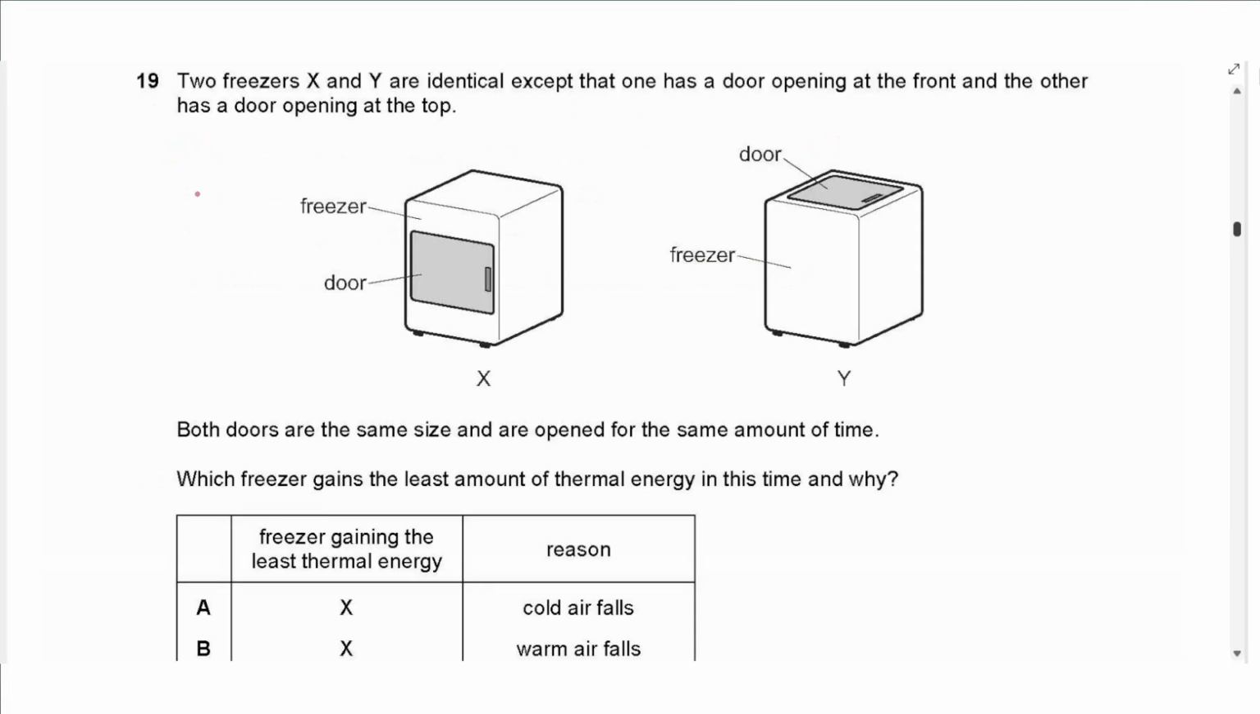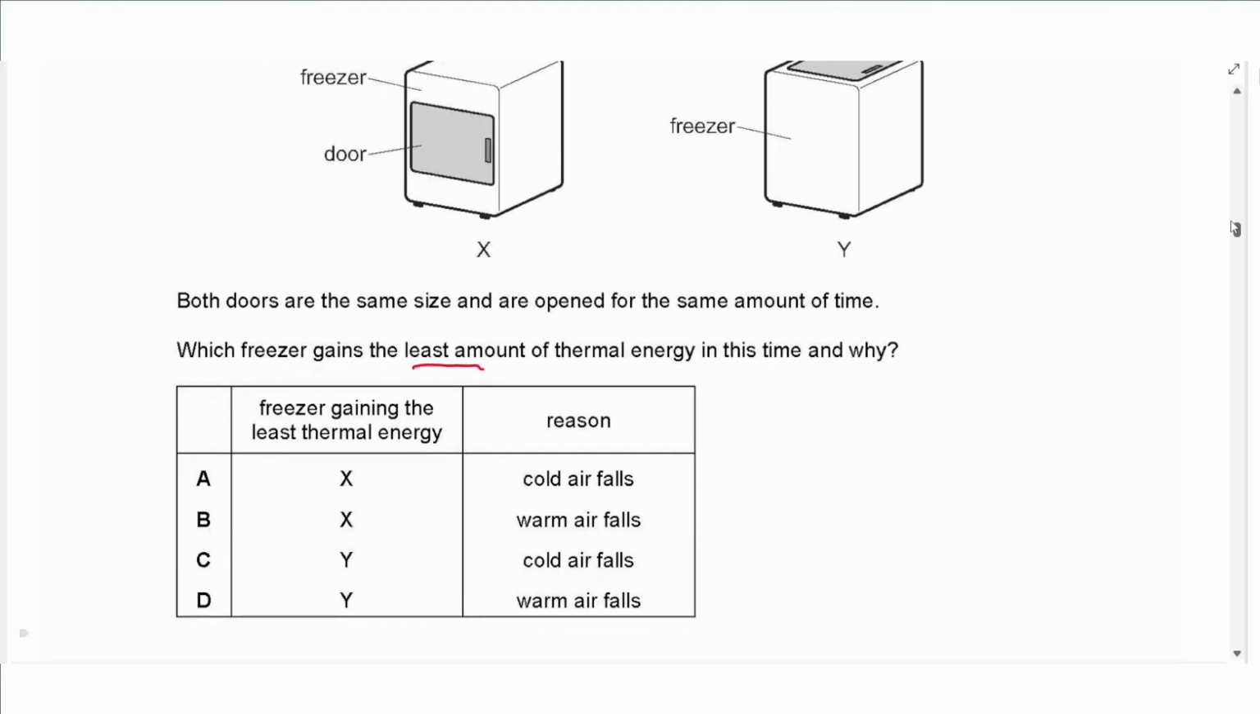In question 19 it says two freezers X and Y are identical except that one has a door opening at the front and the other has a door opening at the top. Both doors are the same size and are opened for the same amount of time. Which freezer gains the least amount of thermal energy? Least amount of thermal energy means that it did not get much heat from the outside or the surroundings.